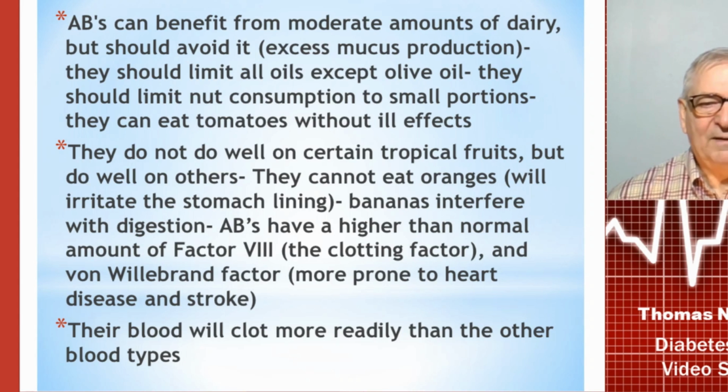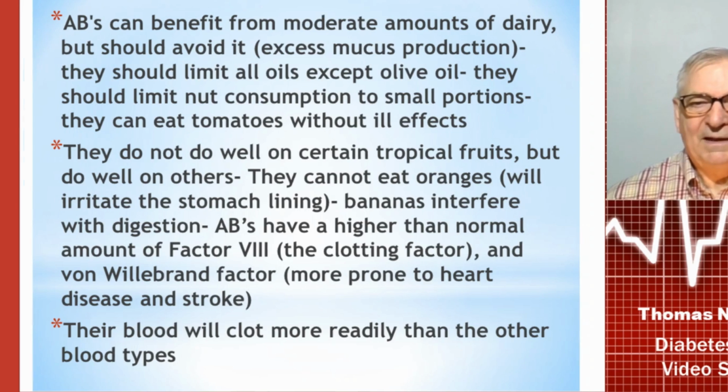They do not do well on certain tropical fruits, but they do well on others. They cannot eat oranges because it will irritate their stomach lining. Bananas interfere with their digestion, and ABs have a higher than normal amount of factor VIII, which is that clotting factor, which means that they will form clots far more easily than others. And the von Willebrand factor means that they're more prone to heart disease and stroke. Their blood will clot more readily than the other blood types. They tend to have higher amounts of fibrin, that small thread-like cottonish looking fiber that floats around in the bloodstream. They can have as much as twice as much as other blood types.